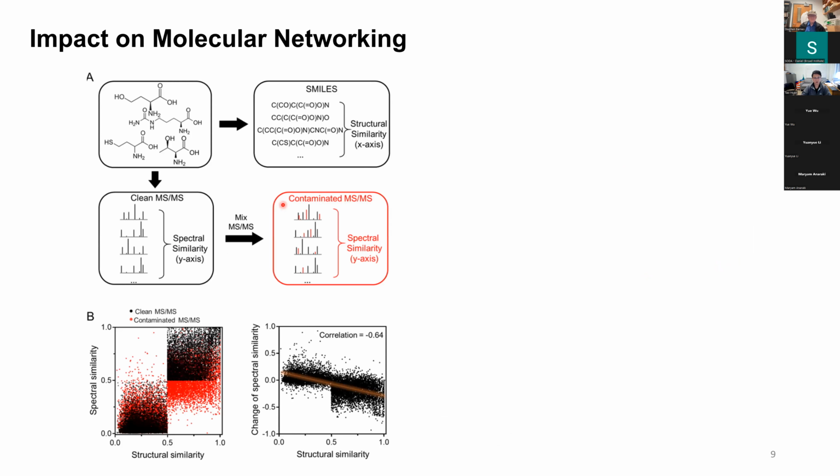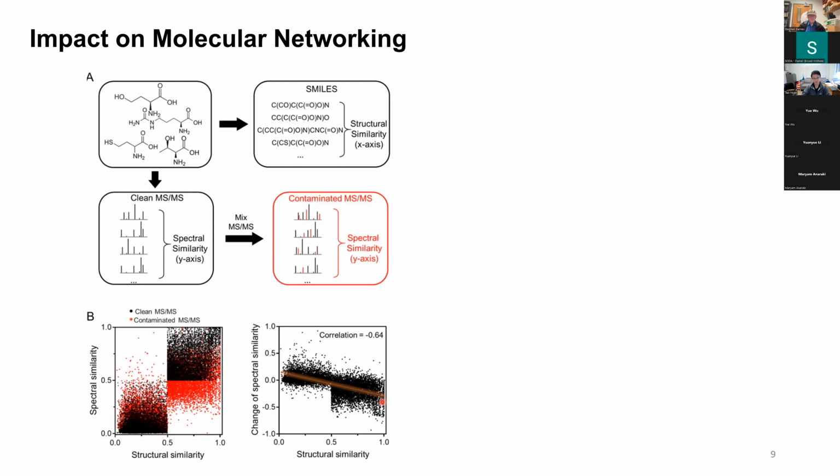We also generate these contaminated MS/MS spectra, and then we take a look. As you can see, once the MS/MS spectrum is contaminated, the similarity score will drop. And then if we take these pairs in both high similarity and low similarity regions and do this correlation analysis, we find it's actually negatively correlated.